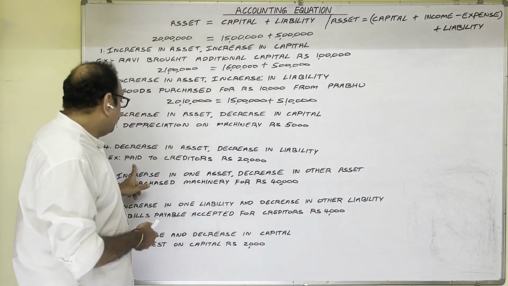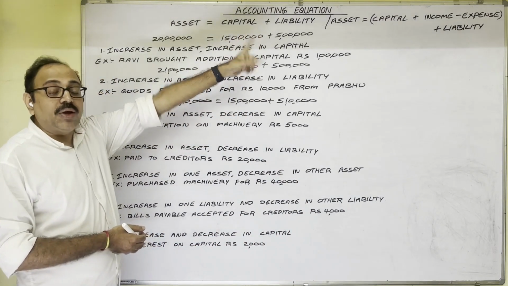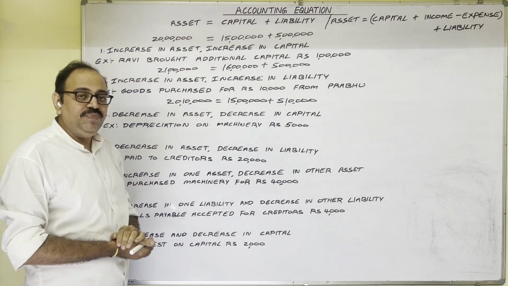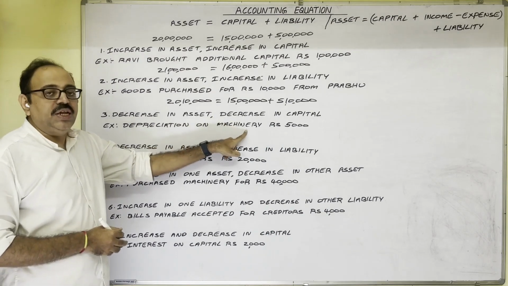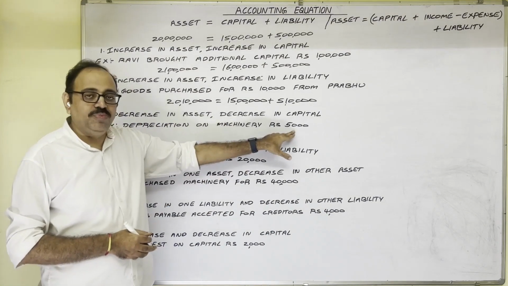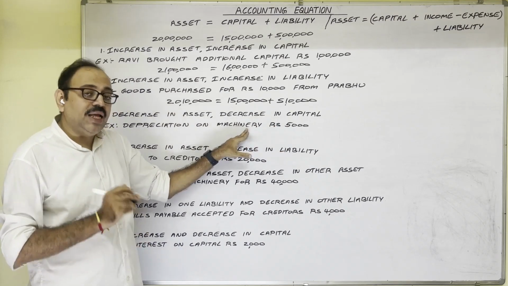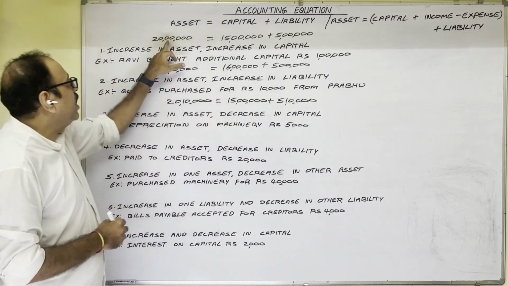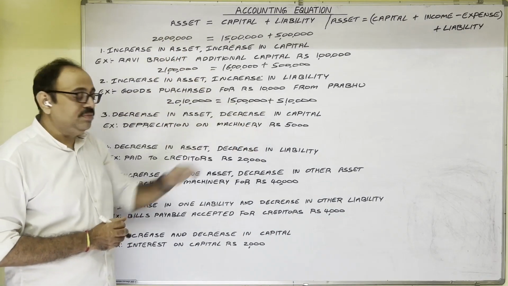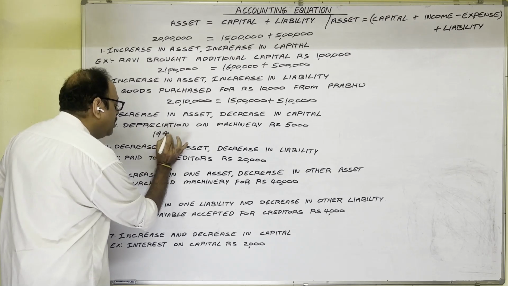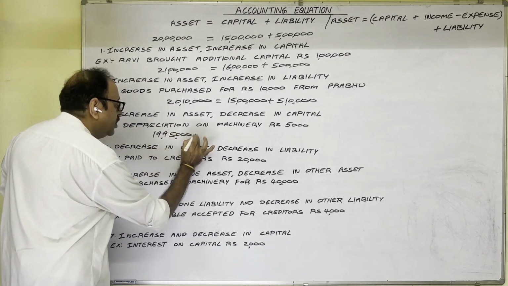In this example, we use that expanded accounting equation because depreciation expenditure is given now. Depreciation on machinery. So machinery value is decreased by 5,000 rupees. Machinery is an asset. Asset value is decreased by 5,000. So 20 lakh minus 5,000. Final asset value becomes 19 lakh 95,000 is equal to.